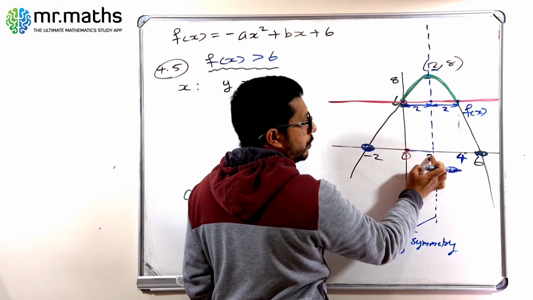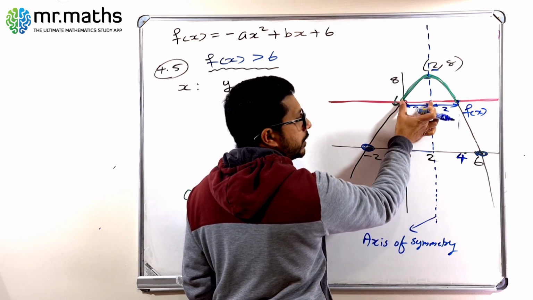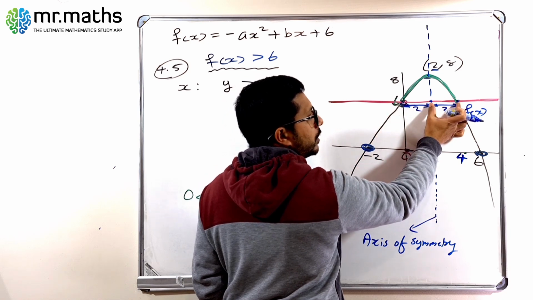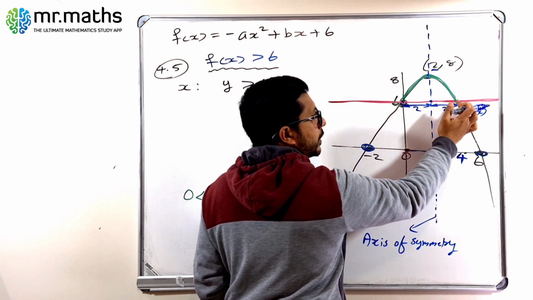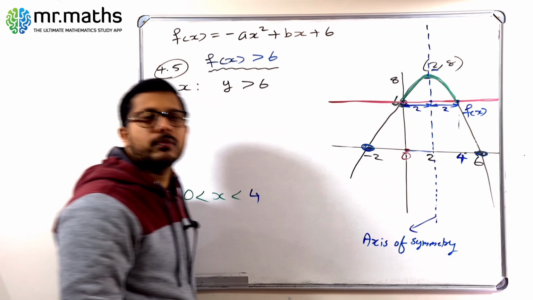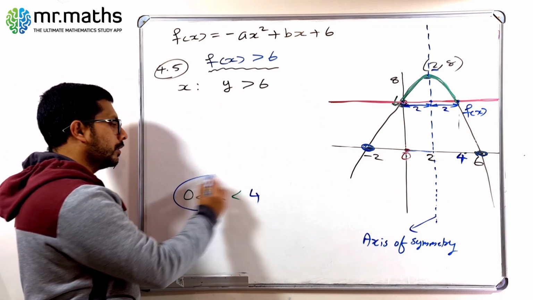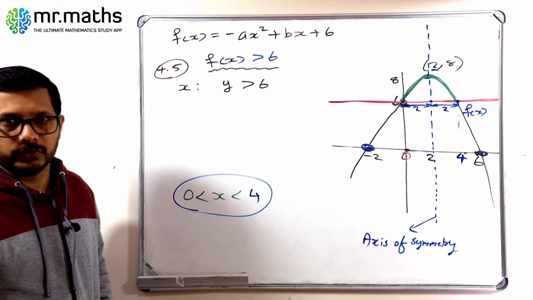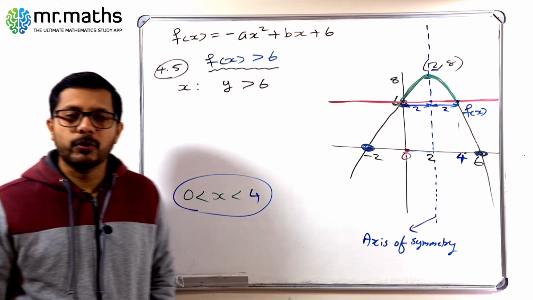Here, what is the x value? 2. It means that this distance is 2. So this distance is also supposed to be 2. So what is the x value at this point? 4. So what is the answer? 0 less than x less than 4. Okay, so that is question number 4.5.